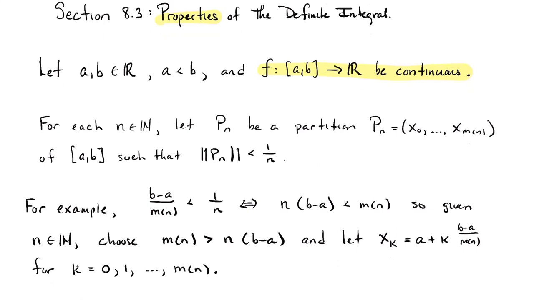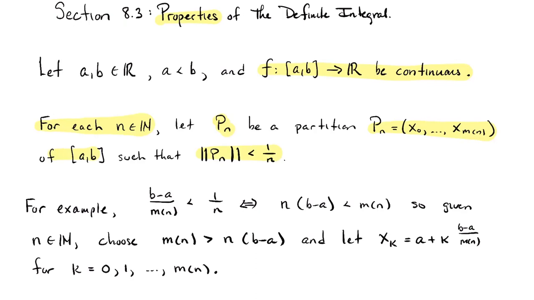So to that end, we're going to use the following device. When we defined definite integrals, we said that this number satisfies some condition for tagged partitions. So I'm going to use a specific kind of family of tagged partitions. If you give me a natural number n, then I'm going to denote by p sub n a partition. It's got some number of points in it. It depends on n, so I'm calling the number of points m of n. And it's a partition of the interval from a to b, and I want its norm to be less than 1 over n.